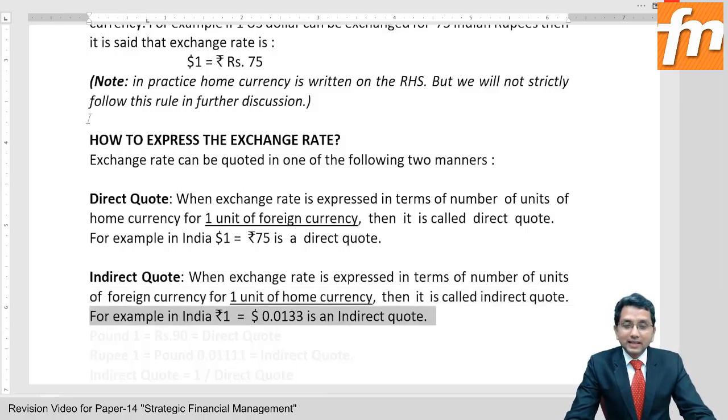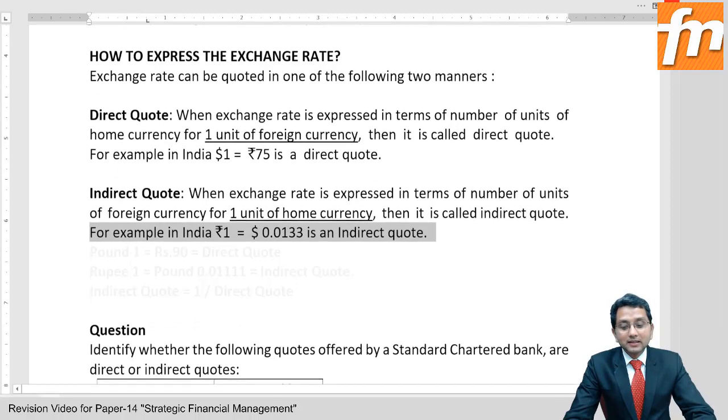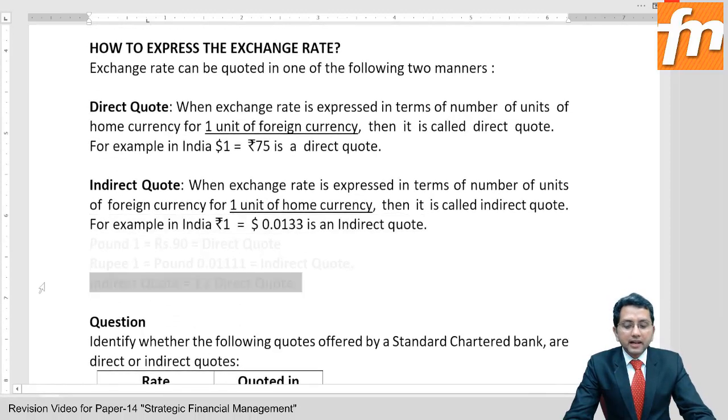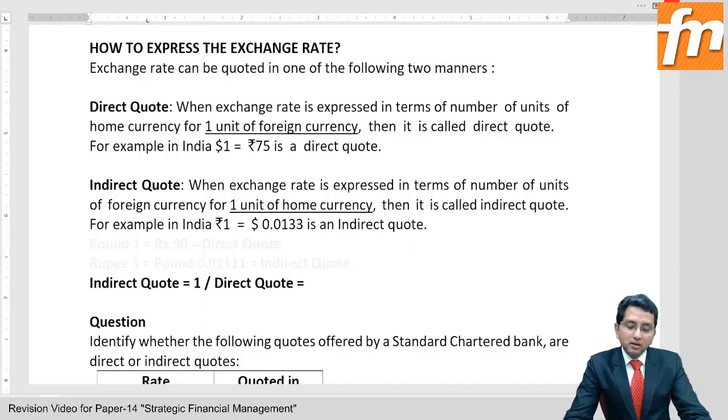For example, if I say to acquire rupee 1, I need to pay $0.0133. This is number of units of foreign currency for 1 unit of home currency, and it is named as the indirect quote. There is a relationship between direct quote and indirect quote. If you want to calculate indirect quote, it is 1 divided by the direct quote. For example, the direct quote was $1 equal to rupees 75. If I want to calculate indirect quote, I'll do it like this: 1 divided by 75.